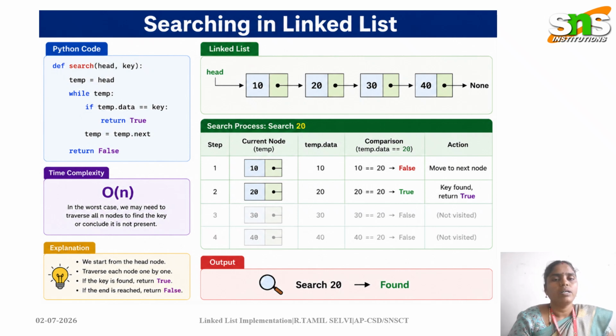So, the initial linked list has the elements 10, 20, 30, 40, and we are going to search for the element 20. The algorithm for searching the element 20 in the linked list is: we have to start from the head node and compare the current node's data with the search element, and if both are equal, display that the element is found and stop. Otherwise, move to the next node. We have to repeat this until the last node.